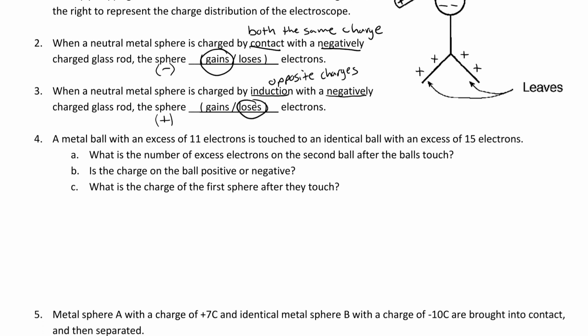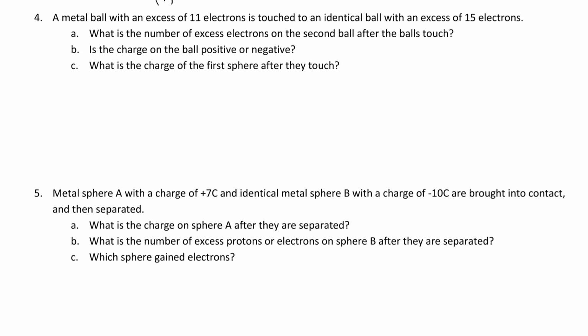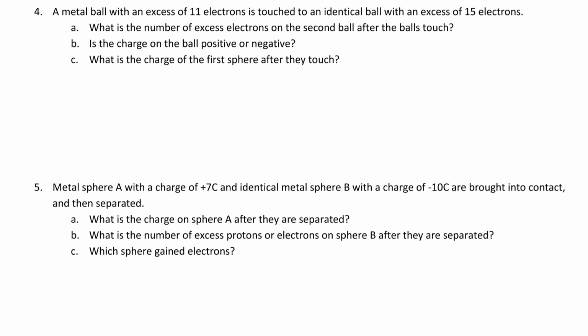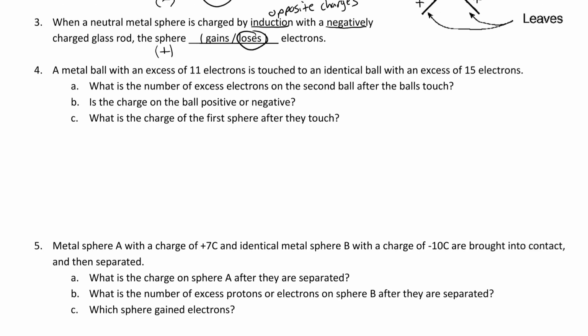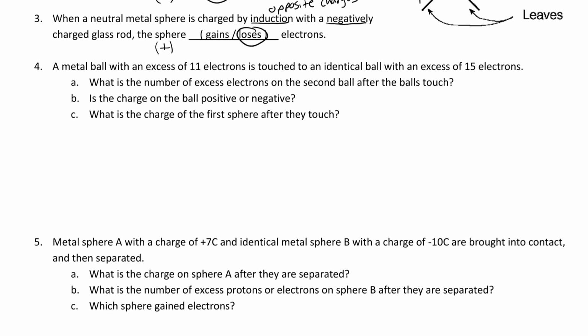Number 4 has to do with the law of conservation of charge. So let's take a look here. It says a metal ball with an excess of 11 electrons is touched to an identical ball with an excess of 15 electrons. So let me draw the situation here.